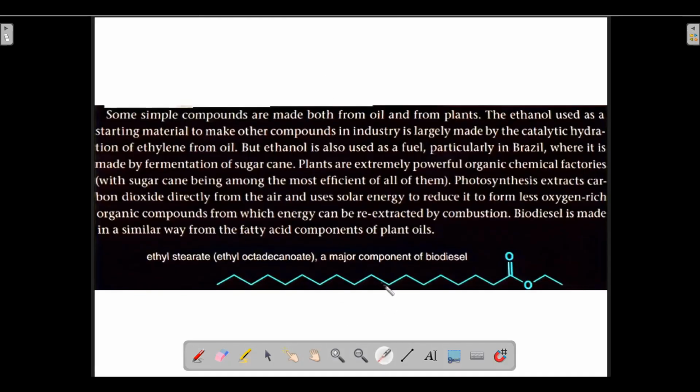Okay, so in Brazil, ethanol is used as a fuel, and it is made by fermentation of sugarcane. So when we ferment the sugarcane, ethanol is produced. And in industry, ethanol is produced by catalytic hydration of ethylene, and that ethylene is obtained from crude oil. And ethanol is the starting material to make many other important compounds.